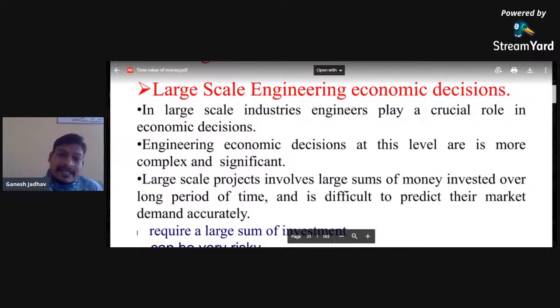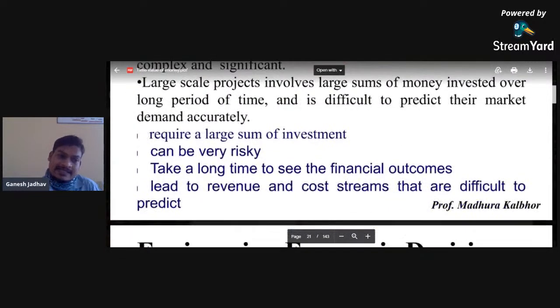So large scale engineering economical decision is one of the roles of the engineer. Okay. It requires a large sum of investment, or it can be very risky. Then another one is that it takes a long time to see the financial outcome, and leads to revenue and cost streams that are difficult to predict, okay. So these are the roles of the engineer.